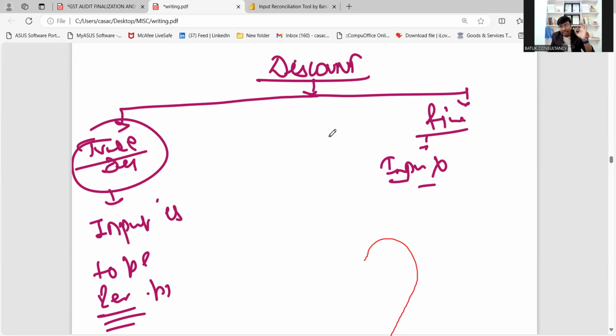Is that okay for Nilesh ji and for everyone? This discount concept, from output perspective and from input perspective.